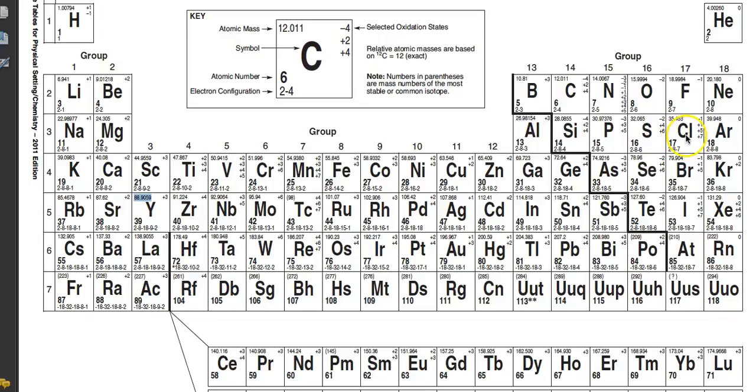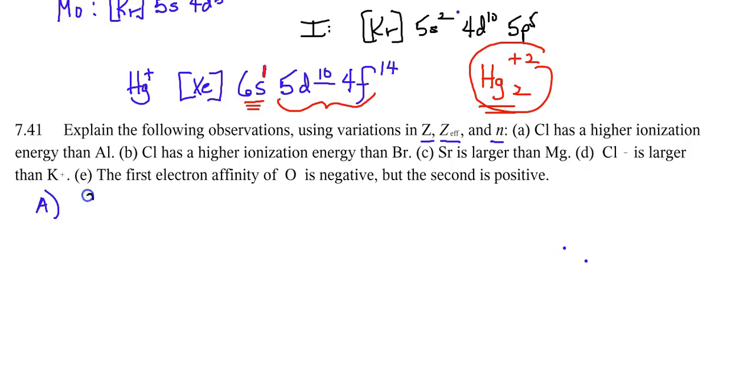Chlorine has a higher proton number, so therefore it attracts electrons. There's no screening within the same p because the p electrons, of course, are in different orientations. So it's all about Z in this case. Chlorine has a higher Z, higher number of protons. Therefore, it holds on to electrons a little tighter. That's why it's a little smaller. So chlorine has a higher Z. Okay. B.